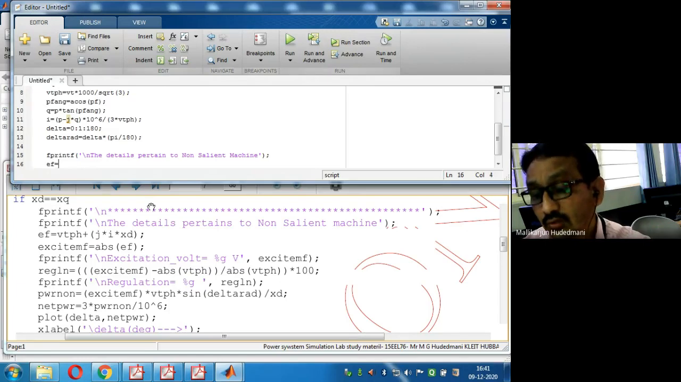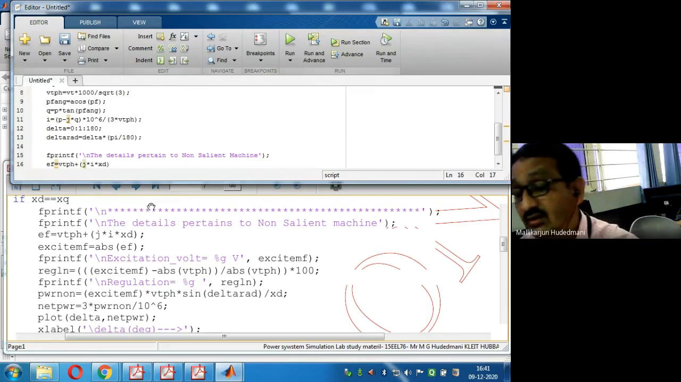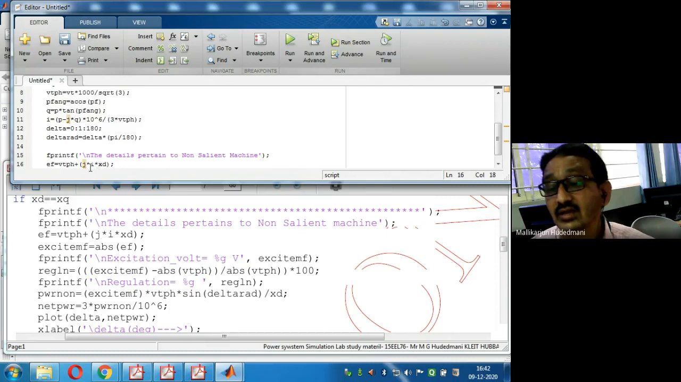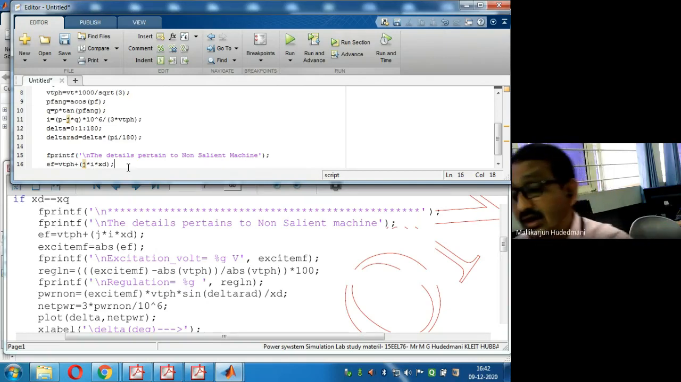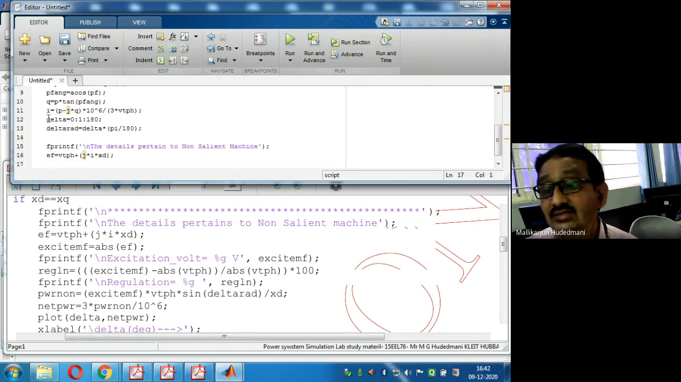EF equal to VTPH plus bracket J star I star XD. You must be very careful here. I am using J, I am using I. J is also a complex operator, I is also a complex operator in MATLAB. But I is already given an assignment here. What I assigned here? I equal to P minus JQ into 10 to the power 6 divided by 3 VT. It means I is made a variable by the user. Therefore, in this line, J acts as a complex operator, I acts as a variable. Okay, this way I made it.